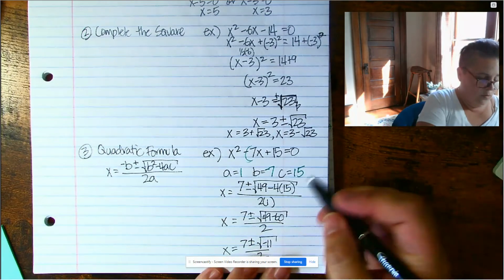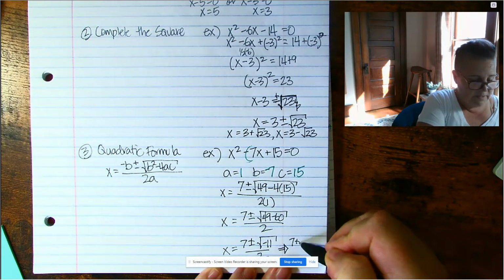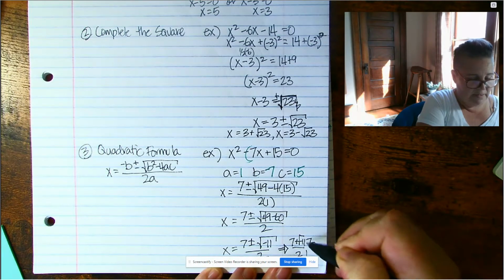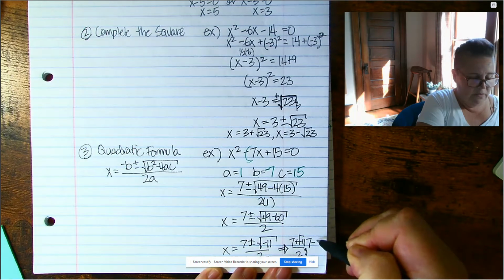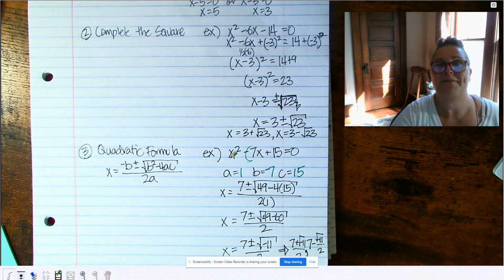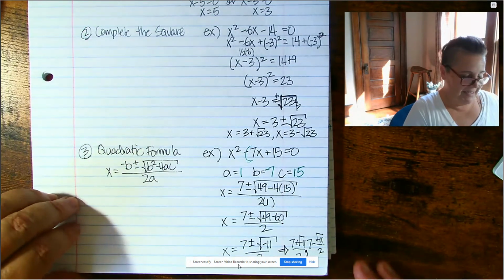This answer represents 2 possible solutions. That's 7 plus the square root of a negative 11 over 2, and 7 minus the square root of a negative 11 over 2. Some of you may remember the square root of a negative number and how that does complicate things. So let's get into that for a minute.